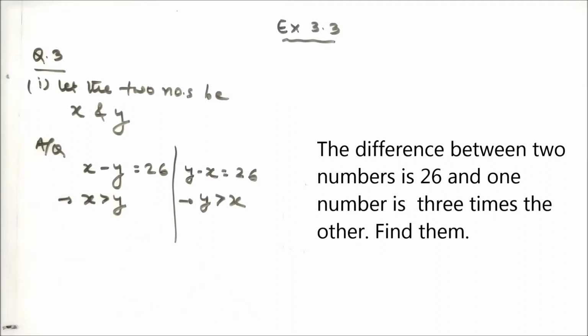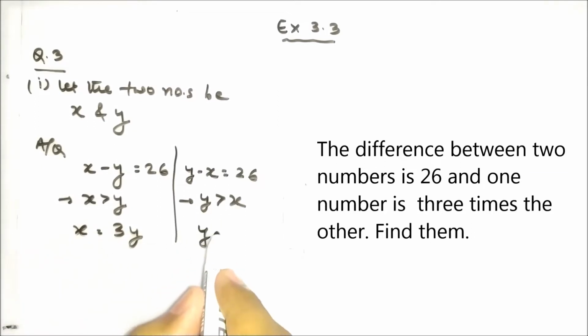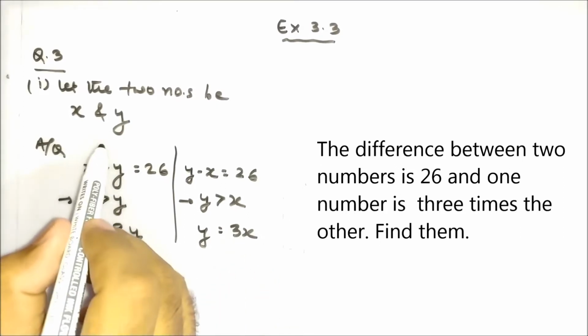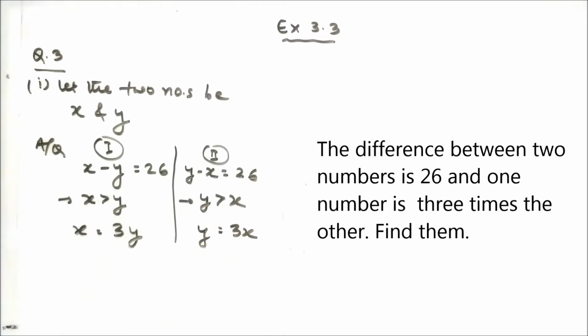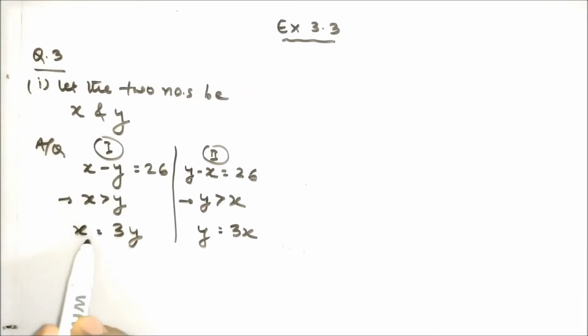Now, come to the second situation. The second situation is one number is 3 times the other number. So as x is greater here, x will be 3 times the smaller number. And as y is greater here, y will be 3 times the smaller number. You can take either the first or the second; any situation. Suppose I am taking situation number 1: x is equal to 3y.